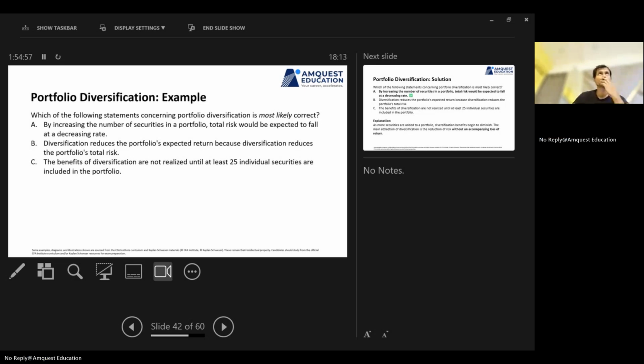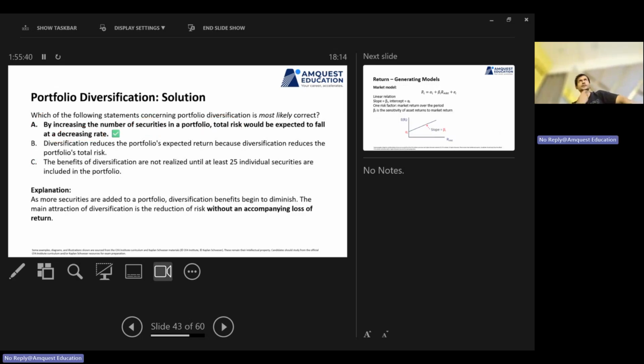Others? So as you increase the securities, your risk will fall because your diversifiable risk is diversified, but it will fall at a decreasing rate because initially you diversify more and more, but later the rate of diversification will reduce. Very good. Is the explanation?